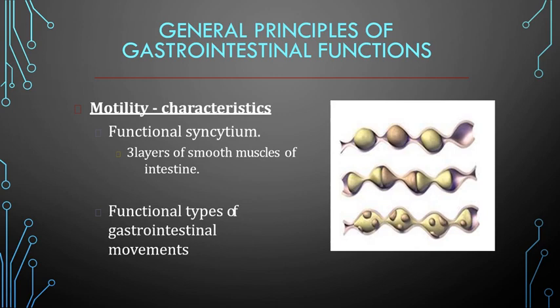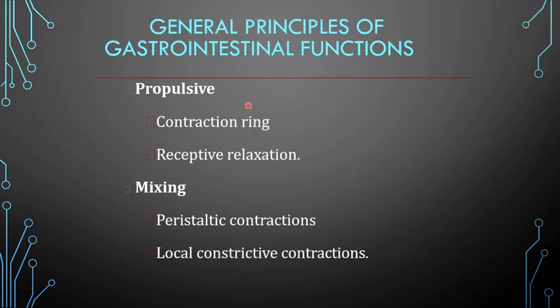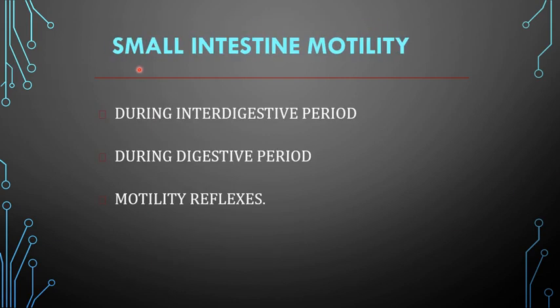So we will see the functional types of GI movements. The first one is the propulsive type of movement, which again has the contraction ring type of movement and receptive relaxation type. And then the mixing type of movements. In this mixing type, we have peristaltic contractions and local constrictive contractions. So there will be propulsive and mixing types of functional movements present in the gastrointestinal tract.